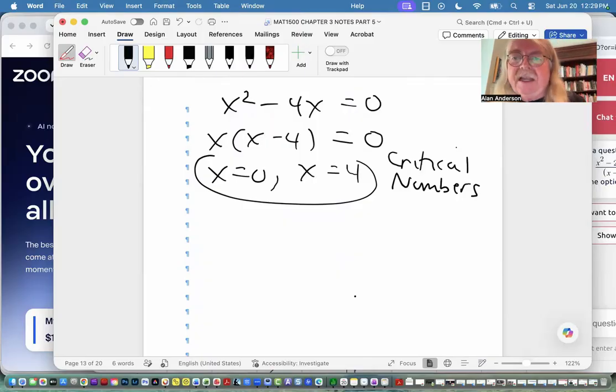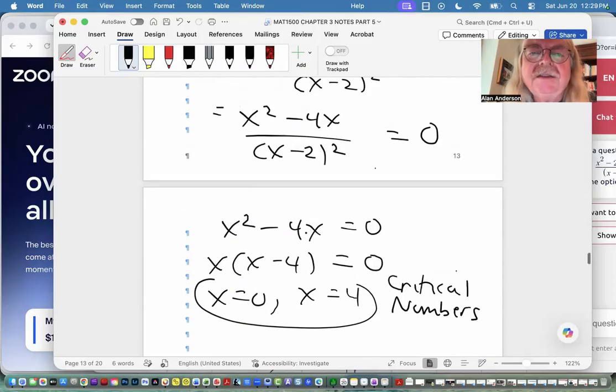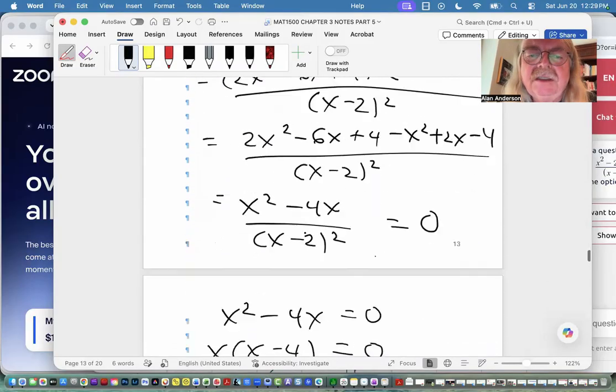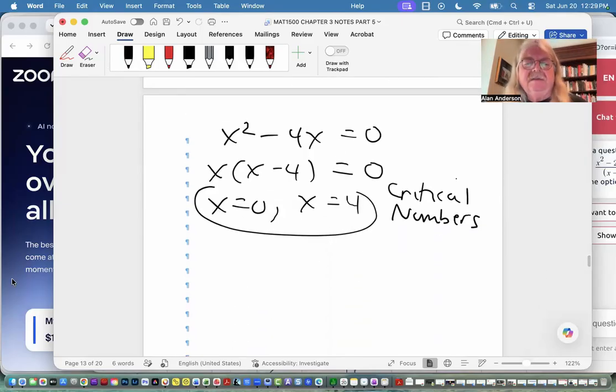So we can test them. We can do one of two things. We can use the first derivative test or the second derivative test. So why don't we do this? We're going to have to do this sooner or later anyway. We could take the second derivative and see what happens. All right, hold on.